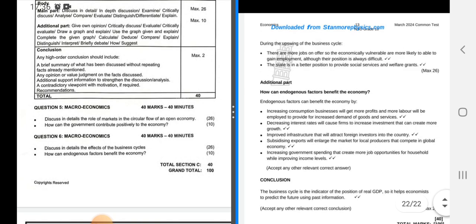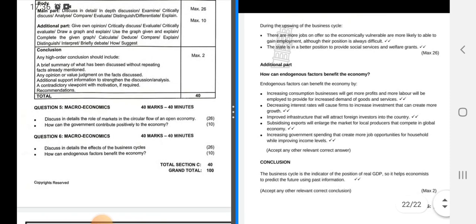So for the additional part, how can endogenous factors benefit the economy? That's what you have to answer. How can endogenous factors affect the economy? We had this question in the last question. So if you are able to answer that, if you know what endogenous factors are, then you'll be able to answer. Increasing consumption, businesses will get more profits and more labor will be employed to provide for increased demands of goods. Improved infrastructure will attract foreign investors into the country.